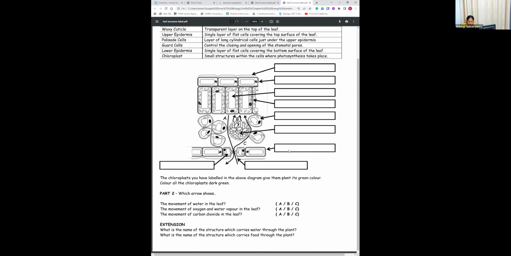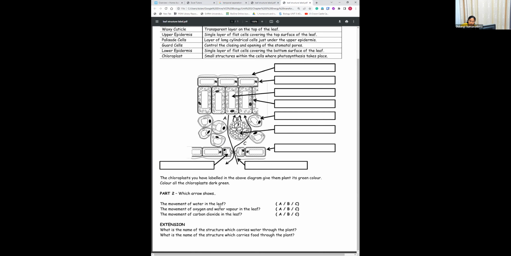This one here is the lower epidermis. This is the stoma. One single space is the stoma. Stomata is the plural. And the last one is the guard cell. I highly recommend you read about the guard cell a little bit. You need to know the stomata, so why not the guard cells? So the last one is the guard cells.